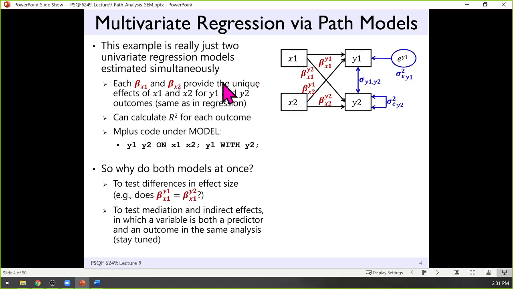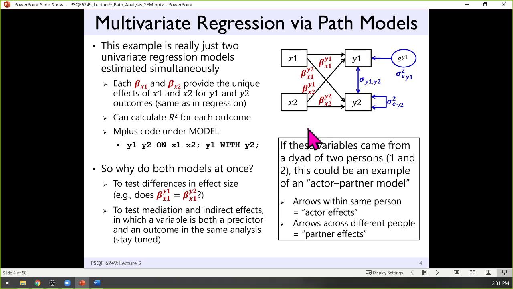So this may be true if these are different measures. Let's say that you have two different ways of indexing depression and you want to know if your predictor relates to one way differently than another. This could also happen for repeated measures data, where y1 is an outcome under one condition and y2 is the same outcome under a different condition. So there's lots of instances like this.